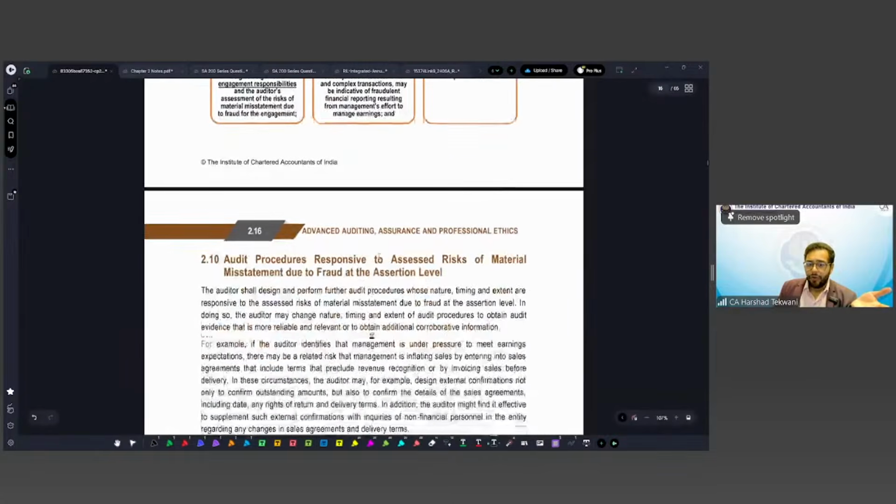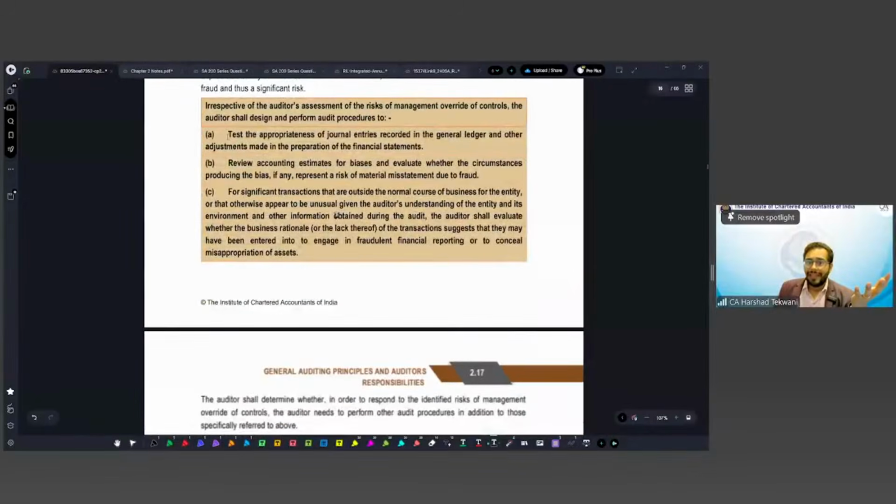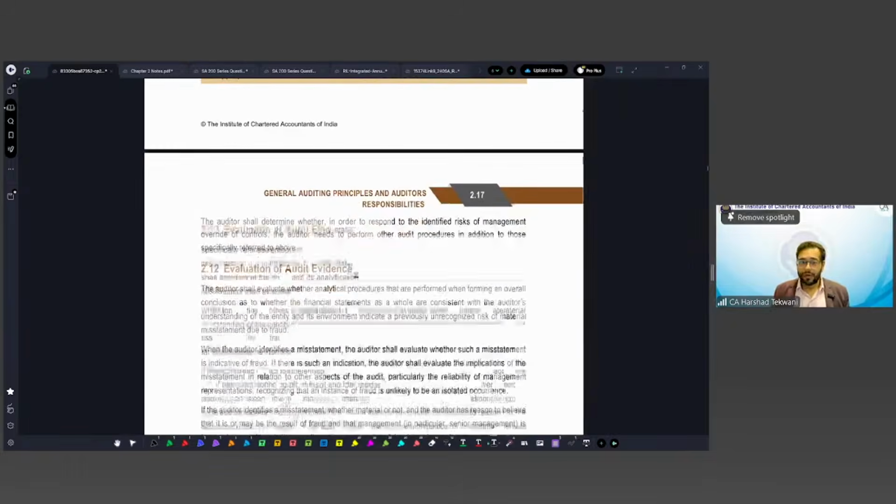We discussed fraud at the assertion level. We have to create the response at the assertion level. We also discussed the audit procedures responsive to management override of controls: testing the appropriateness of journal entries, reviewing accounting estimates, and significant transactions outside the normal course of business. That is part of testing the management override of controls.